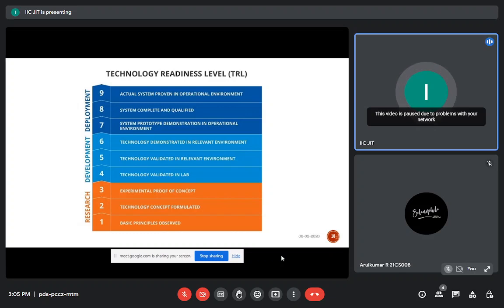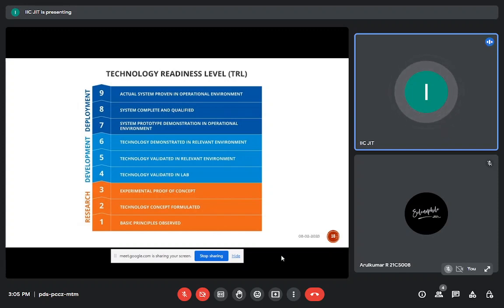Again, I told you, first 3 levels are what? Proof of idea and proof of concept. What is 4, 5, 6? Prototype. 7, 8, 9? Product. Please repeat after me. 1, 2, 3 is what? Proof of concept and idea. 4, 5, 6? Prototype. 7, 8, 9? Product. Okay.